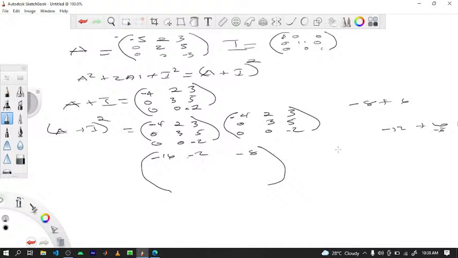Then we move on to the second row where we have here to be 0, because there is 0 in every multiplying term. Then we have 0 here plus 9. That gives us 9 here. And then for the last one, we have 0 plus 15 plus 4, right? That gives us 19 here.